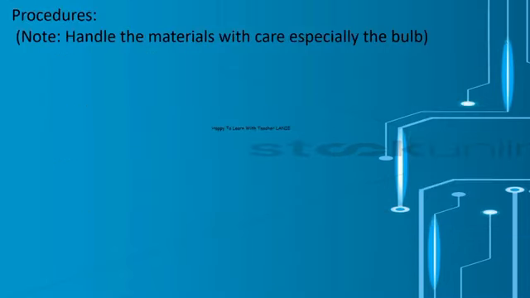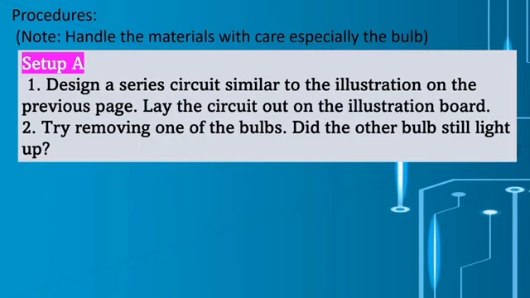Procedures. Note: handle the materials with care, especially the bulb. Set up A. Number 1. Design a series circuit similar to the illustration on the previous page or slides. Lay the circuit out on the illustration board. Number 2. Try removing one of the bulbs. Did the other bulbs still light up?